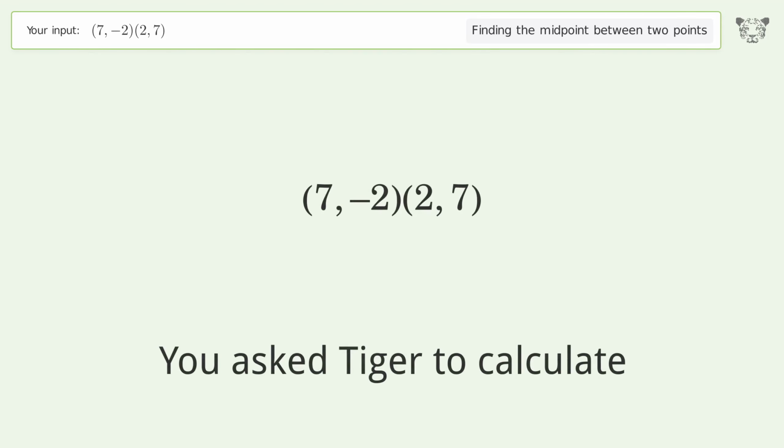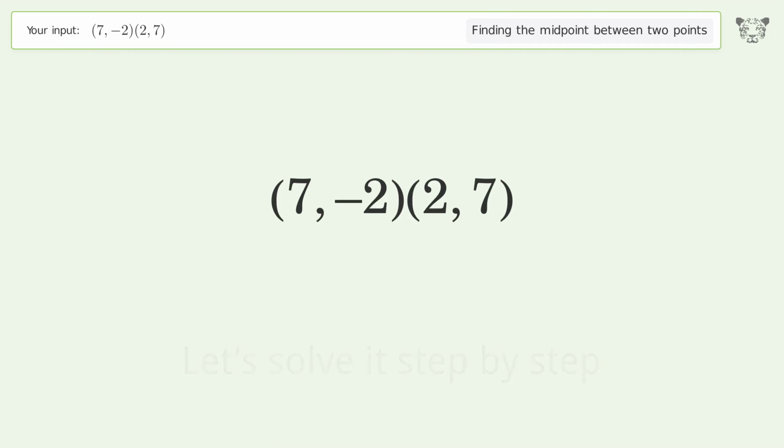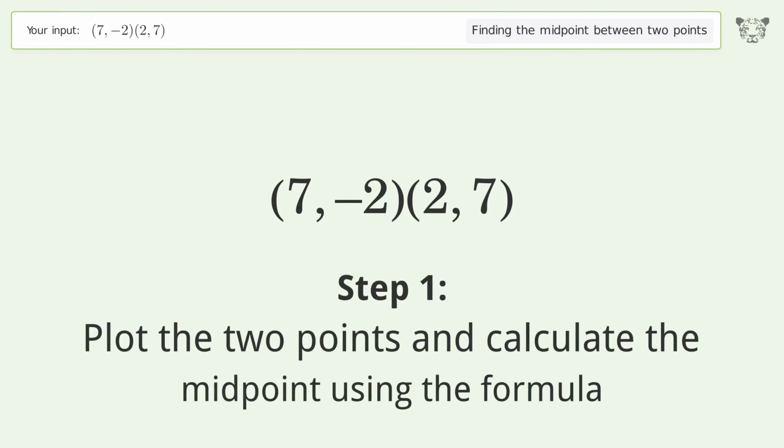You ask Tiger to calculate. This deals with finding the midpoint between 2 points. The midpoint between the 2 points is 4.5, 2.5. Let's solve it step by step. Plot the 2 points and calculate the midpoint using the formula.